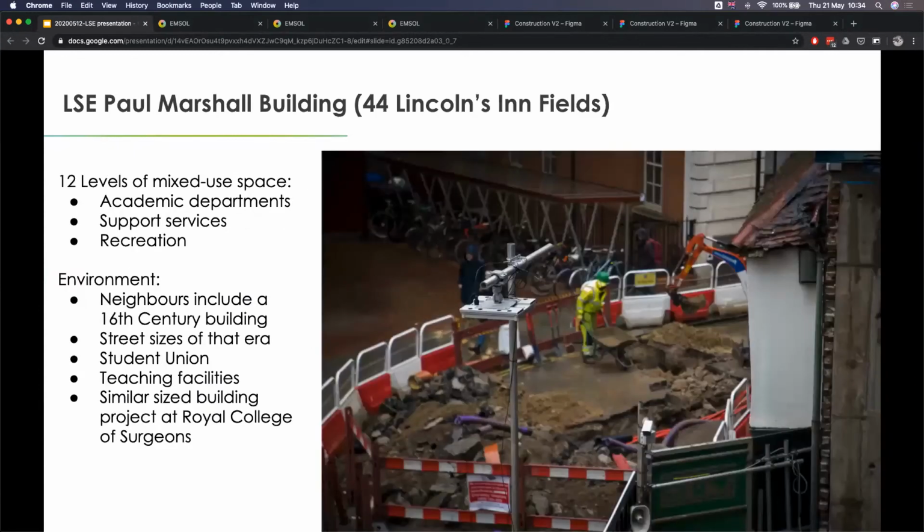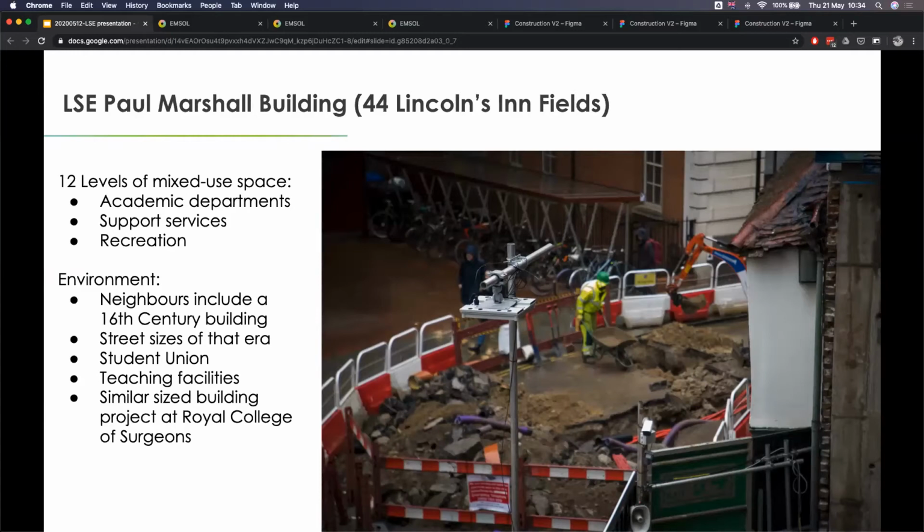So the building that we've installed our equipment on for LSE is the Paul Marshall building. So a bit of introduction to the site for some context. It's a 12-level building of mainly concrete construction, and the building itself will have academic departments and support services and also recreation things such as a gym in it when it's finished. It's a pretty complex environment to work in. So on the right-hand side of this picture, you can see a 16th century building there, which actually is right on the boundary of the new building.